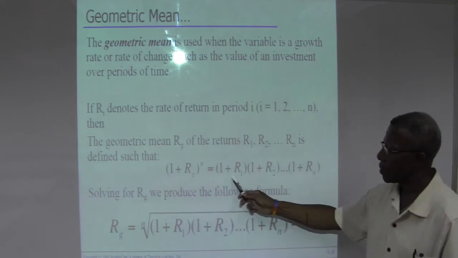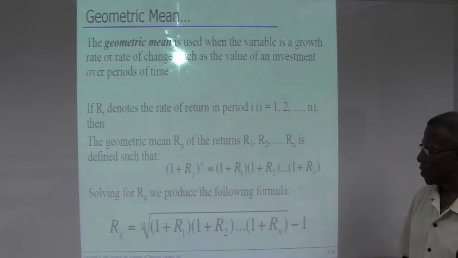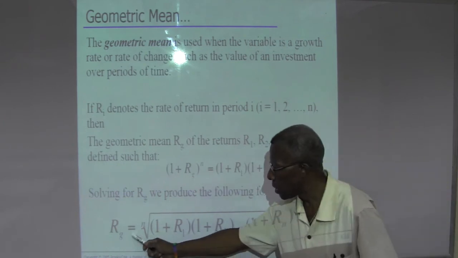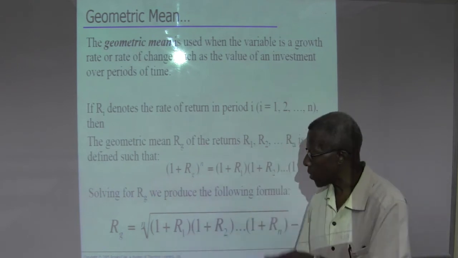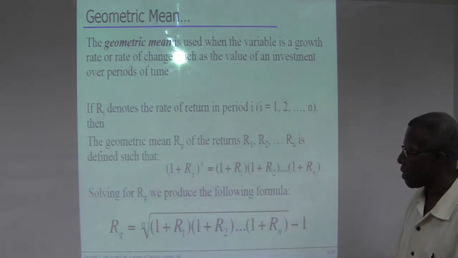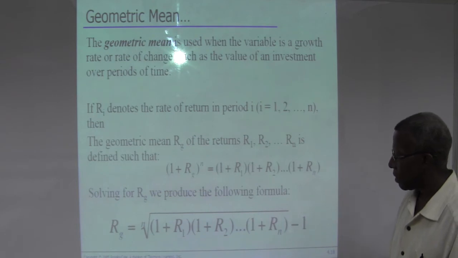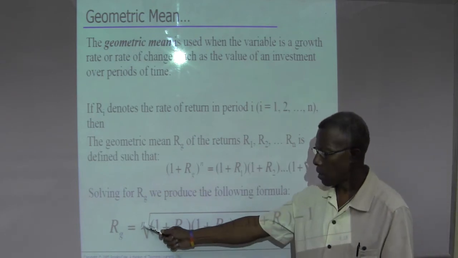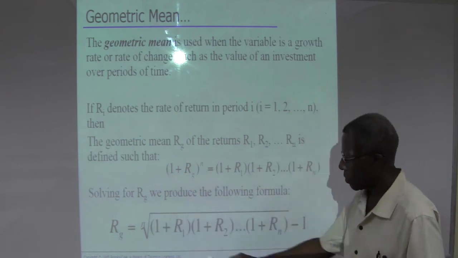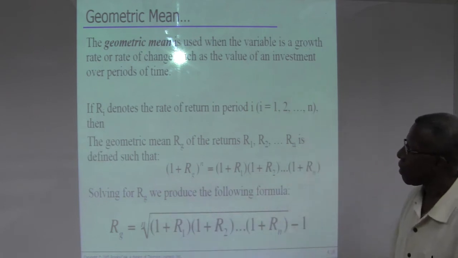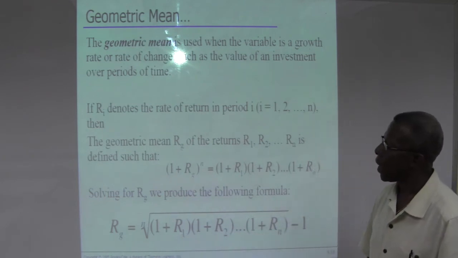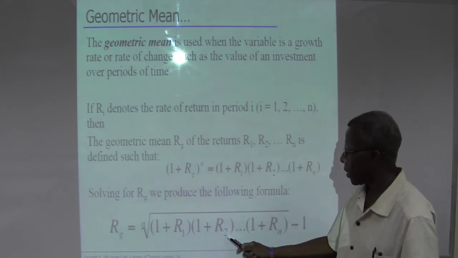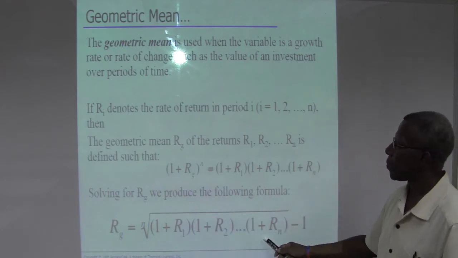and you don't spend too much time trying to figure this out. This is beyond what we cover in the class. All you're interested in is the result, which states that the geometric mean of n rates of return is obtained by finding the nth root of 1 plus R1 times 1 plus R2 times up to 1 plus Rn.